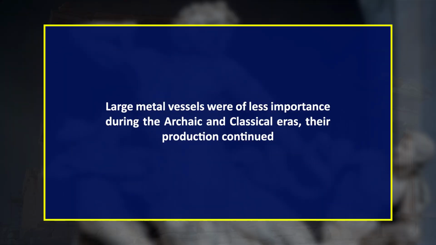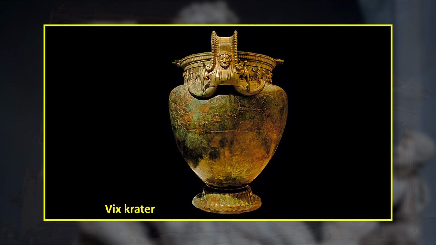During the time of Orientalization, such tripods were frequently adorned with protomes in the form of griffins, sphinxes and other mythical creatures. Despite the fact that large metal vessels were of less importance during the archaic and the classical eras, their production, however, continued. In roughly 530 BCE, the Vix crater was a notable example.